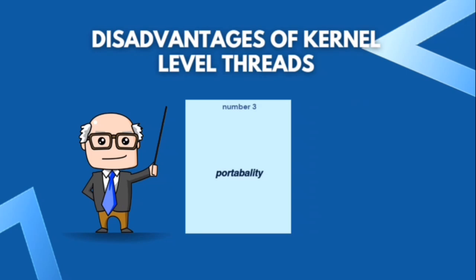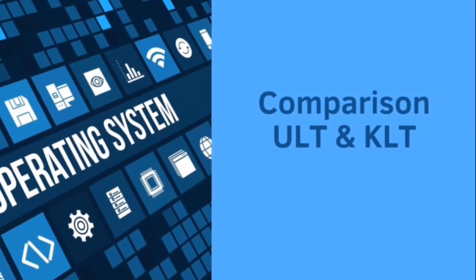For the last one is portability. Applications using kernel-level threads might require modification when ported to different operating systems with varying thread management implementations. Comparison between ULT and KLT.